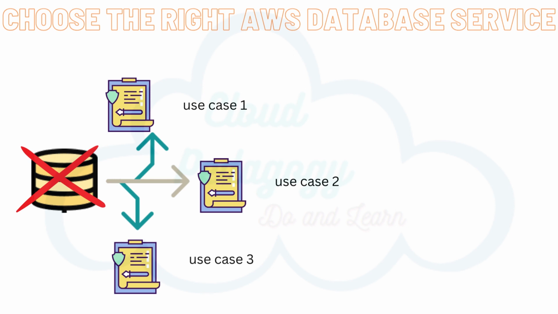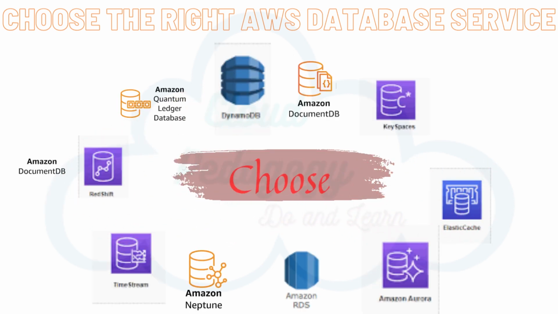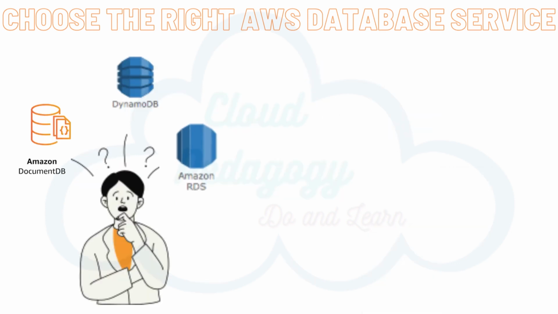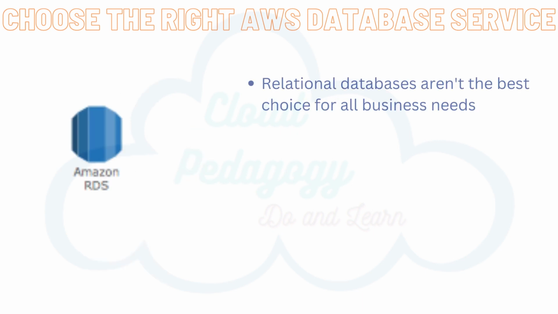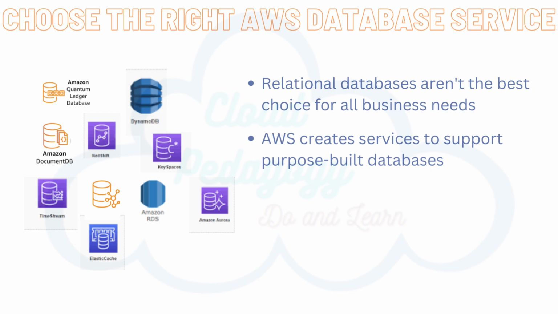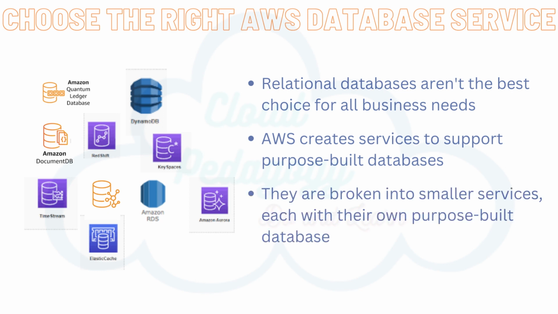You should pick a database that fits your specific use case, and with AWS, you have multiple choices for databases as well. We have covered Amazon RDS and relational databases, and that was the default option for businesses for a long time. But relational databases are not the best choice for all business needs. AWS creates services to support purpose-built databases, meaning that there are many database services that AWS offers and they each were built with a certain use case in mind.